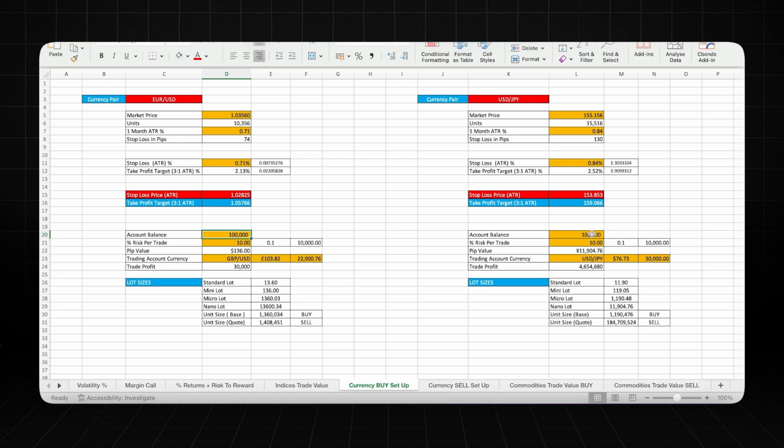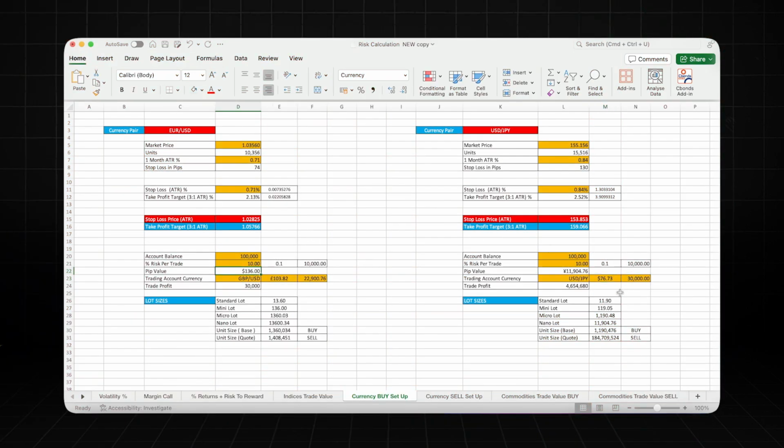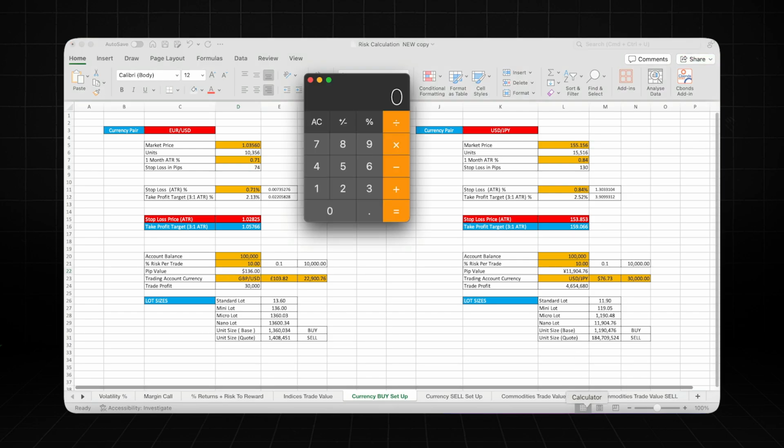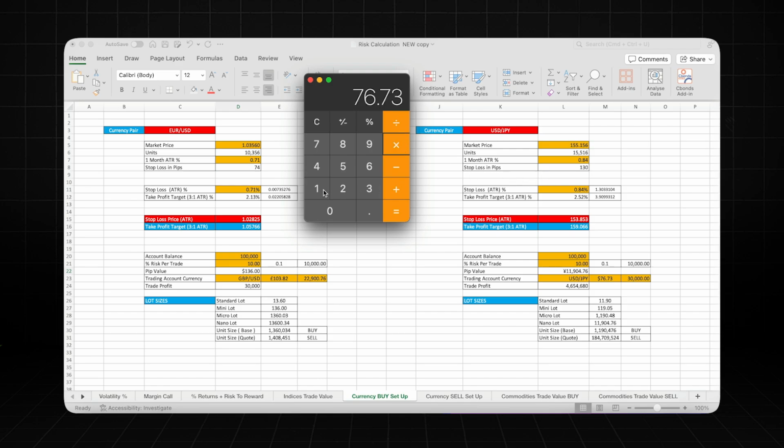100,000 account here, 100,000 account here, 10% risk here, 10% risk here. But because the stop loss here is 130 pips compared to 74 pips, the position size is different. Over here, it's $76 a pip compared to $136 a pip over here. Because look guys, if we take the trade at $76.73 per pip and it goes against us by 130 pips and it hits our stop loss, bingo. Now we're gonna lose our 10%, $9,974, okay?